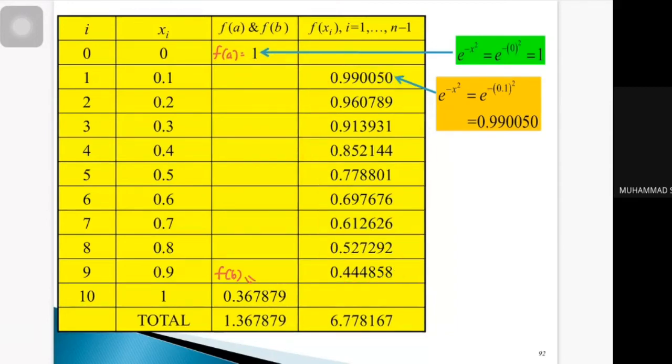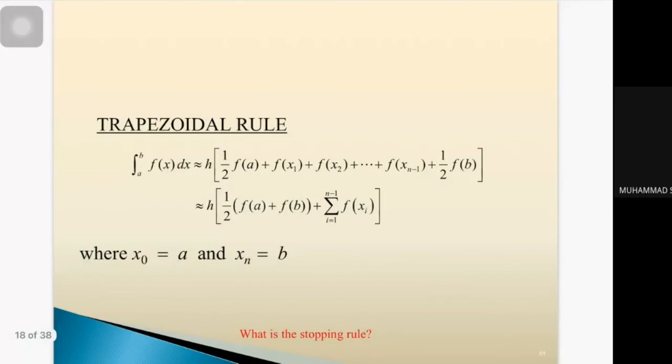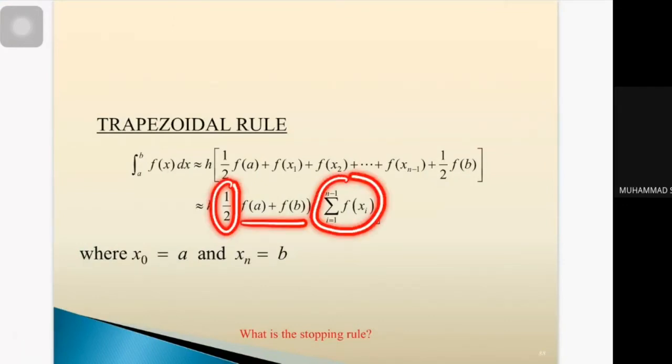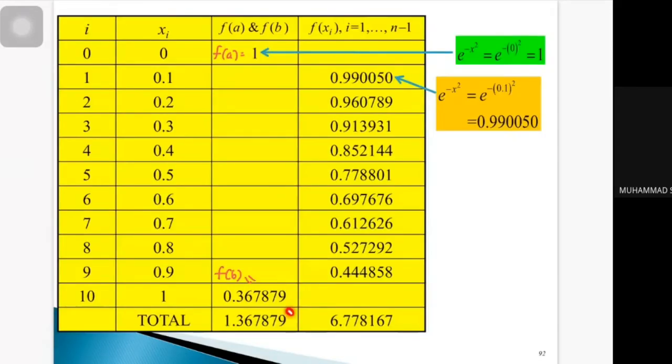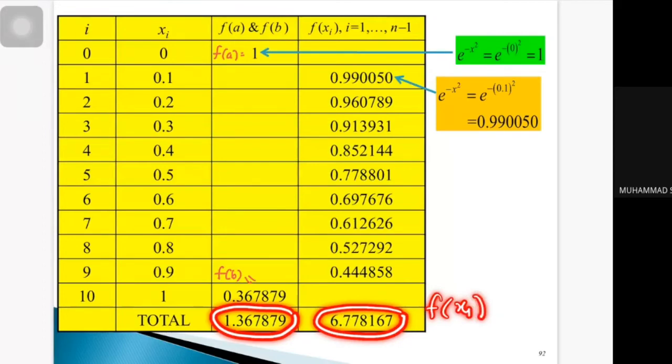Why do we write the table like this? Because this f(A) plus f(B), we want to multiply it by a half. Look at this: half of f(A) plus f(B), and then the summation of f(xi). So this is the total of f(A) plus f(B), and this is the other f(xi), f(x1) until f(x9) in this case.